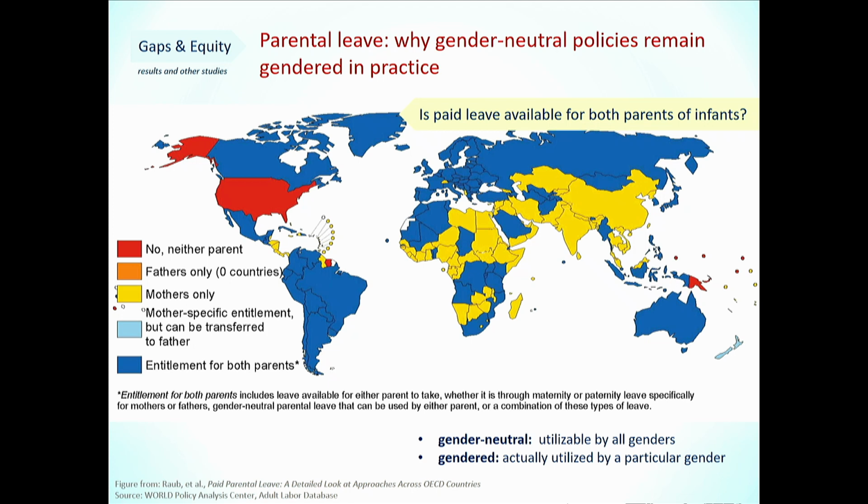So this is a map of the world. It's a very recent study, 2018. And you have color codes by countries. So the US, notably, is one of the countries where there's no national policy. There's no parental leave that is paid. Of course, states have their own laws, and there is parental leave, but it's state-based. It's not national. There are no countries in which parental leave is only available for fathers, not surprisingly.